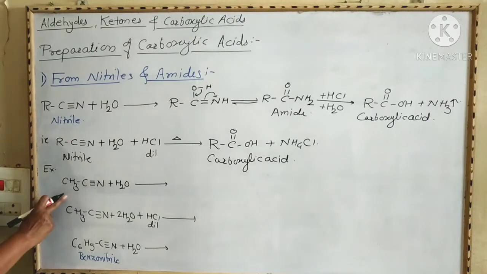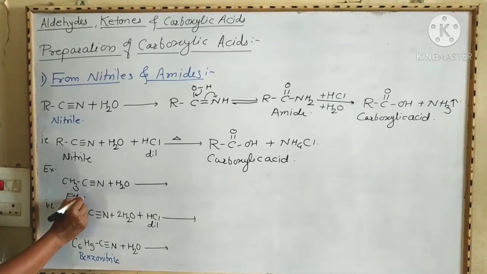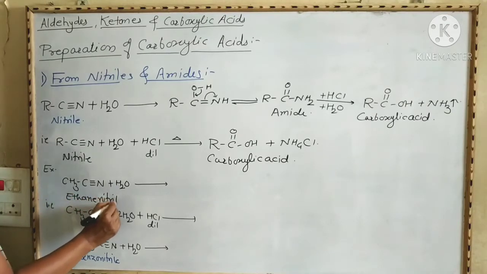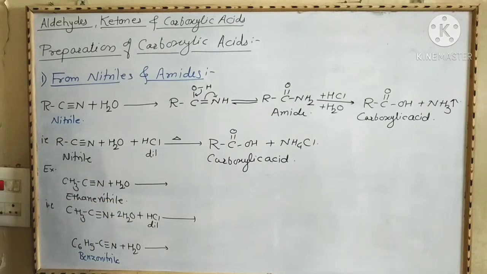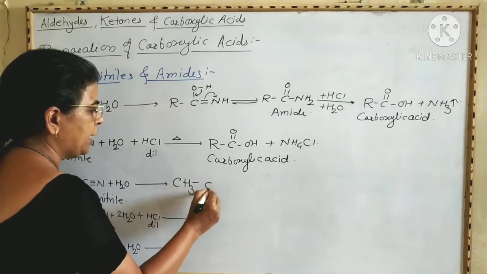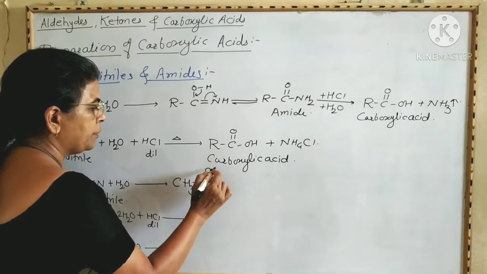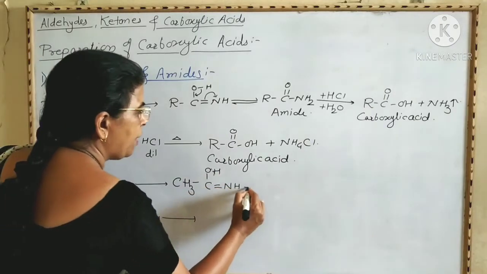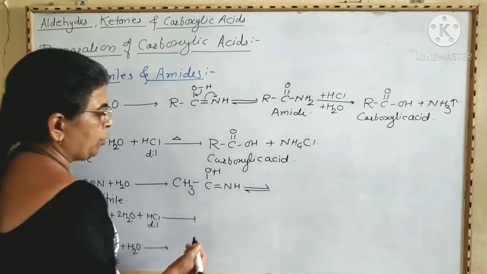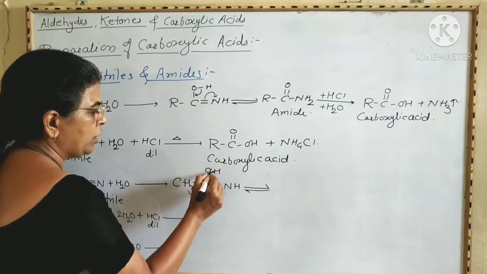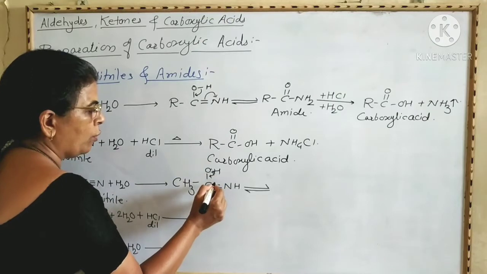Now here are examples. This is ethane nitrile, CH3 C triple bond N. When this ethane nitrile undergoes hydrolysis, first formation of amide takes place. That is CH3 C(OH) double bond NH. This compound undergoes isomerism or tautomerism.